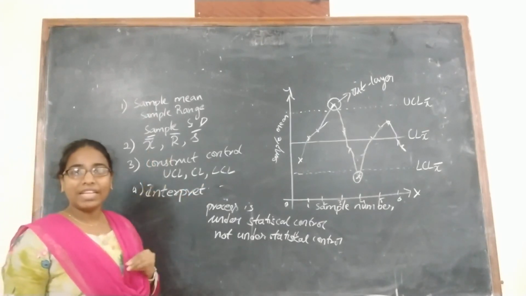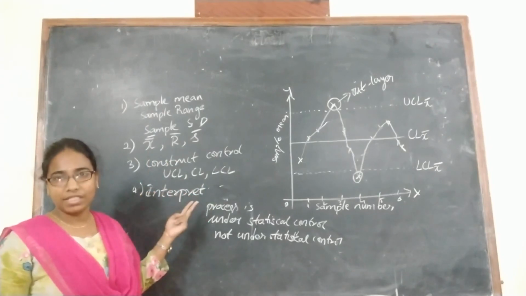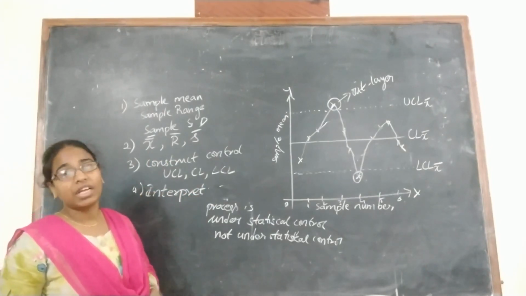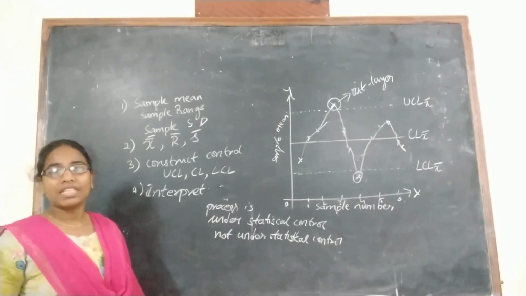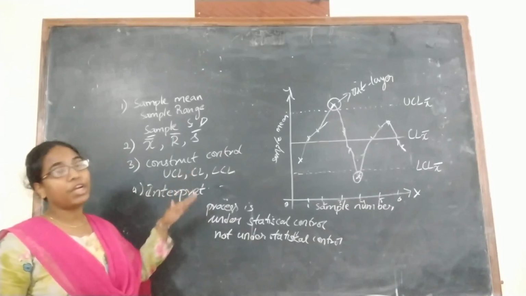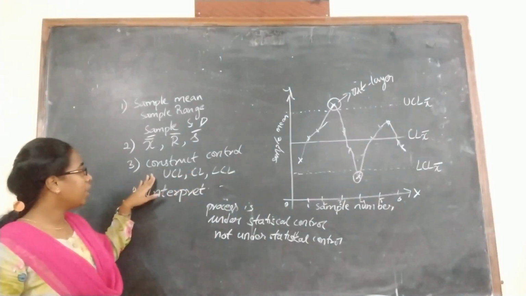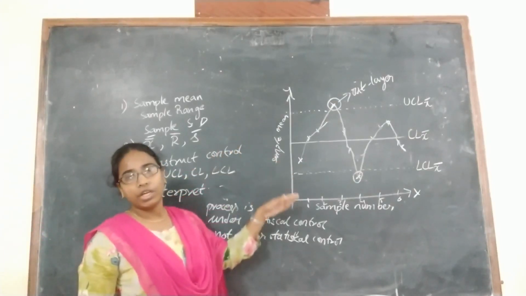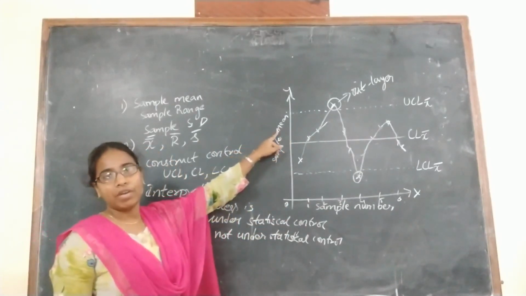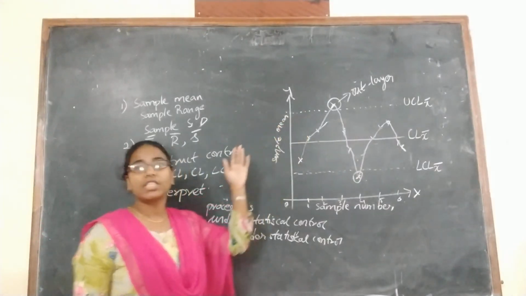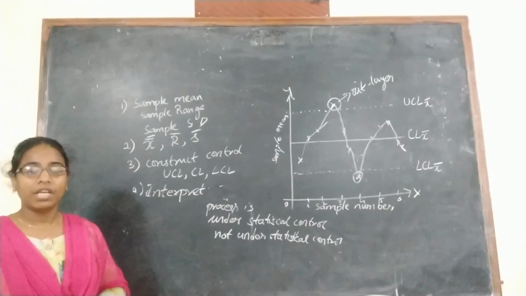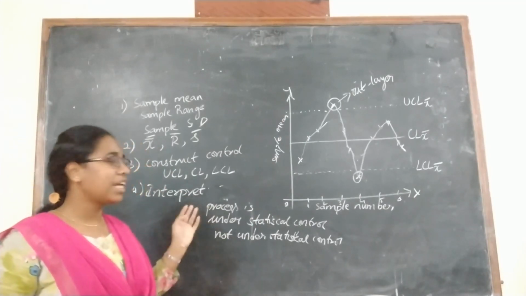But for estimating the sigma, again you have two cases. First case is by using the sample range, and the second one is by using the sample standard deviation. For both cases, you will be getting different control limits. After getting the control limits, you need to plot all the control limits on an XY plane. Then you need to plot all the sample mean values and interpret it. So this is the procedure for construction of control charts for variables. In the next class, we will see the control charts for range.